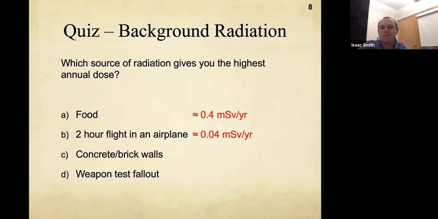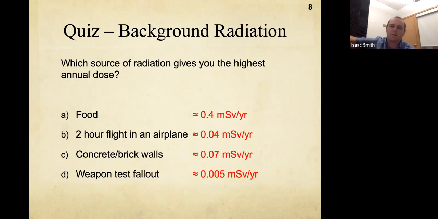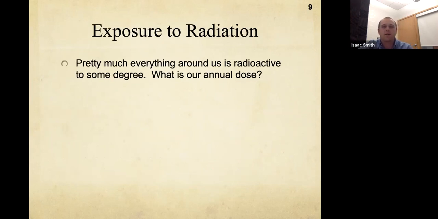A 2-hour flight is only 0.04 millisieverts per year. So a 2-hour flight gives off that much. Concrete and brick walls contain radiation. And then weapon tests fallout. So this would be like, I don't know, the army or someone testing a nuclear weapon, and the radiation that would be spread right after that is very minimal to populated areas. Okay. All right. So let's talk about what our annual dose of radiation is.